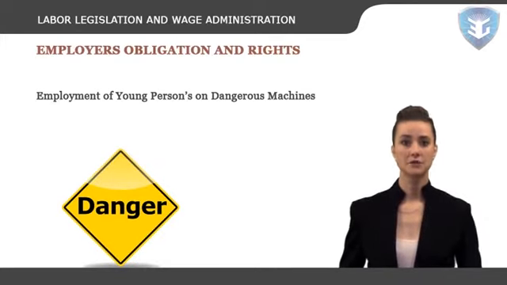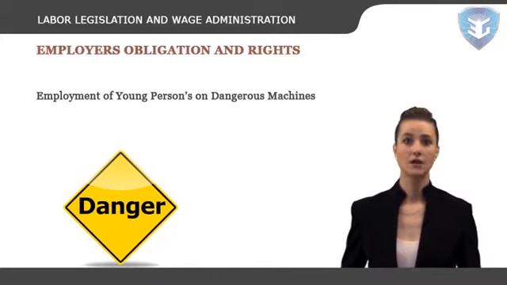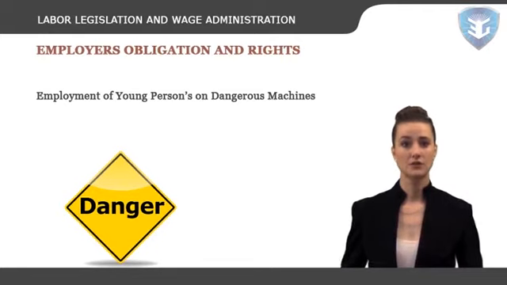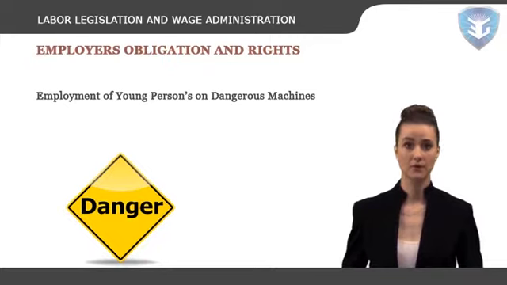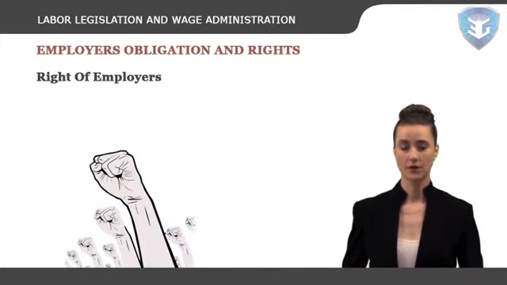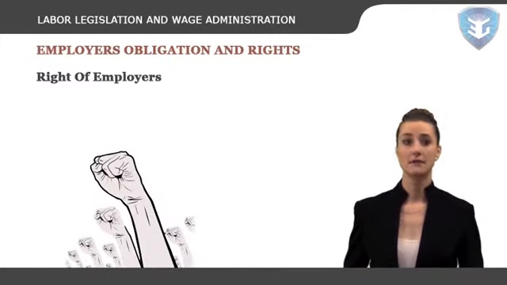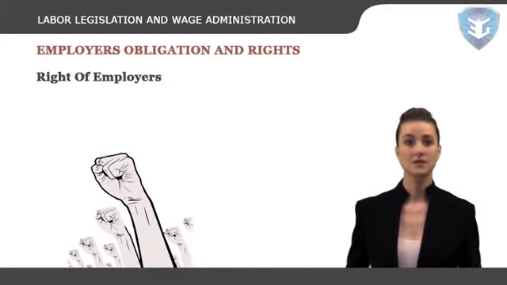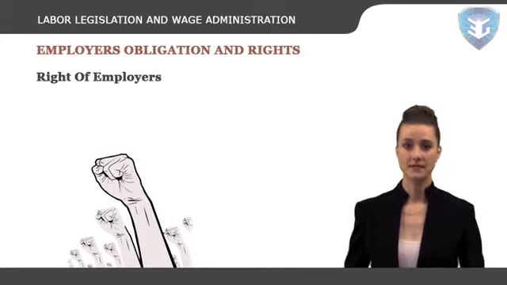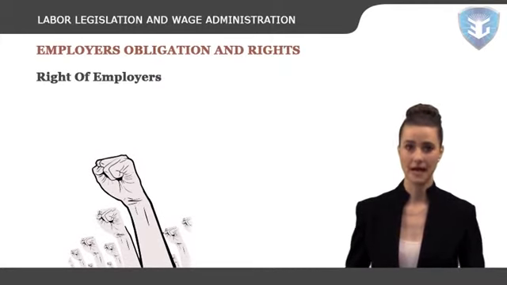This section shall apply to such machines as may be prescribed by the state government, being machines which in its opinion are of such a dangerous character that young persons ought not to work on them unless the foregoing requirements are complied with. Rights of employers. The obligations of the employee can also be reckoned as rights of the employers. Besides, some more rights have been vested in the employer under the Factories Act.